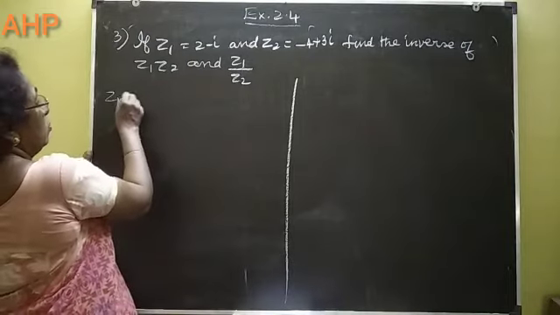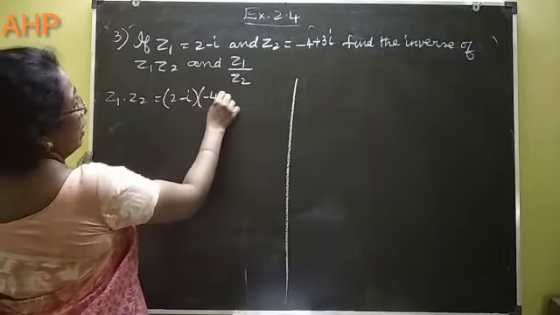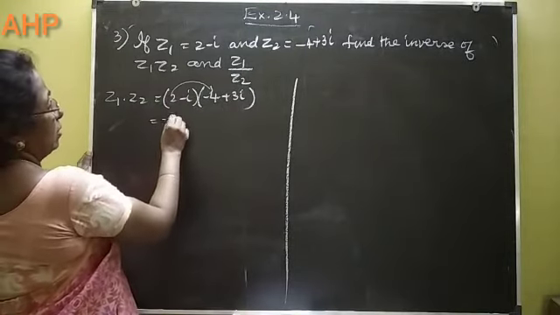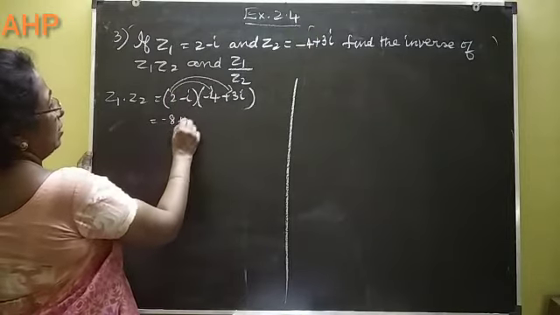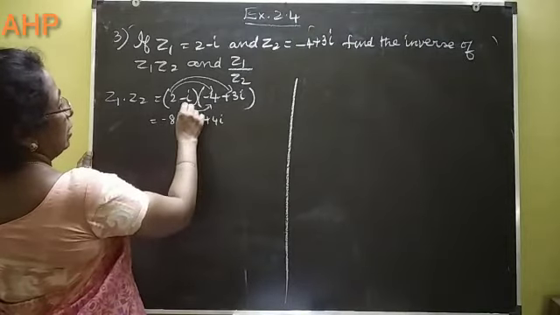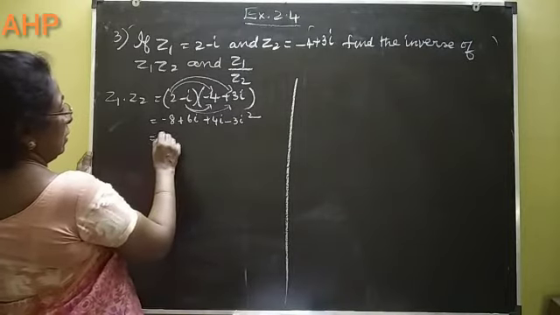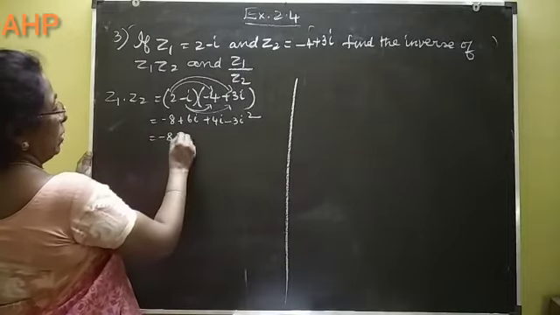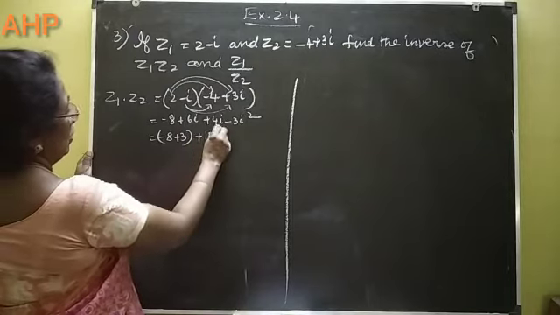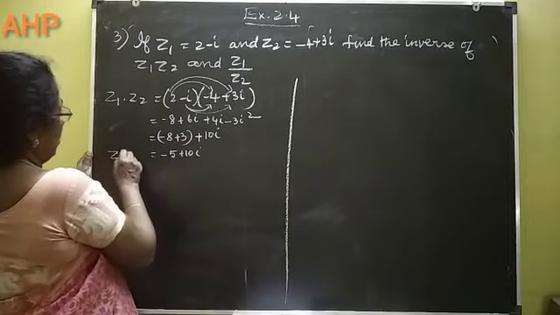So z1 into z2 is equal to 2 minus i into minus 4 plus 3i. If you multiply this, 2 into minus 4 is minus 8, 2 into 3i is plus 6i, minus i into minus 4 is plus 4i, minus i into plus 3i is minus 3i square. So this is equal to minus 8, now this will become plus 3, plus 6i plus 4i gives you 10i. So this is equal to minus 5 plus 10i. This is z1 z2.